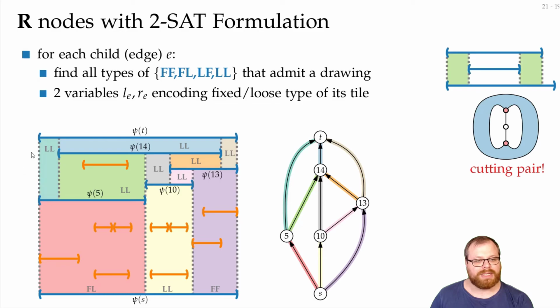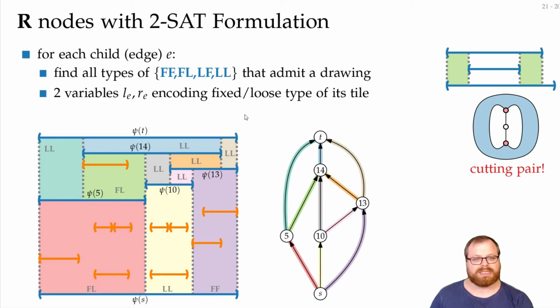So let's have a look here. In this example drawing, this type here is loose, loose, loose, loose. This here is fixed, fixed, because it has a fixed on both sides. This is fixed on the left, but loose on the right. We can, for example, take this part here and move it to the right. So this here can be loose, loose, or fixed, loose.